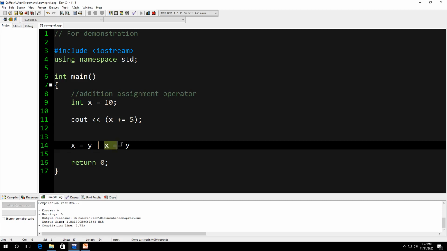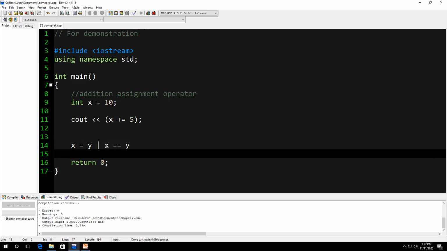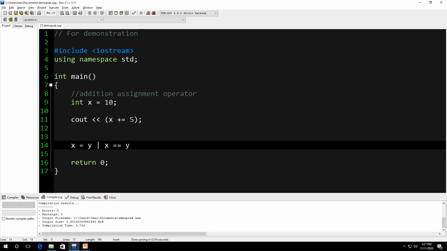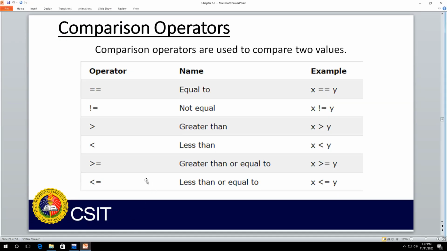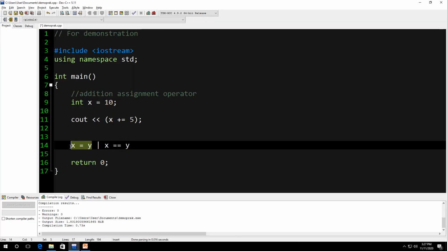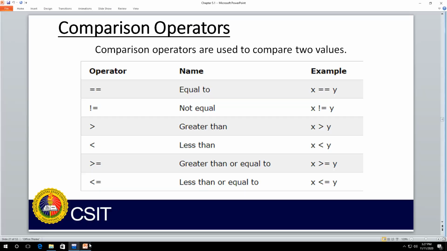But this one you are asking if x is equal to y. So you are comparing two values, so they are not the same: one equal sign and the double equal sign. So this one, you are comparing if x is not equal to y. Is x not equal to y? So you are asking a question here. So you are comparing two values.